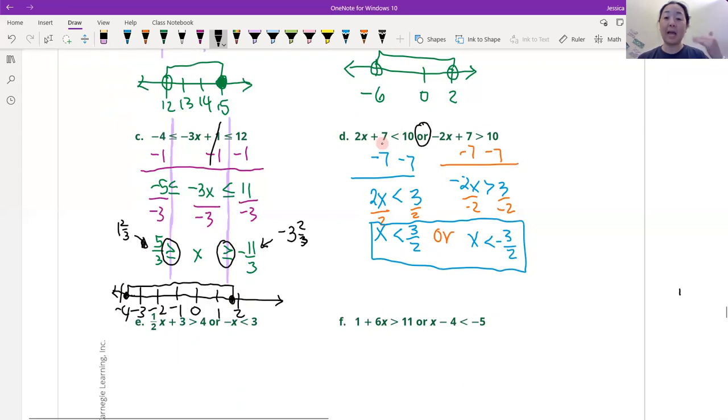Since it's adding 7, we subtract 7. So we get 2x is less than 3. And then we're going to get rid of that 2, so we're going to divide it by 2. So x is less than 3 over 2.